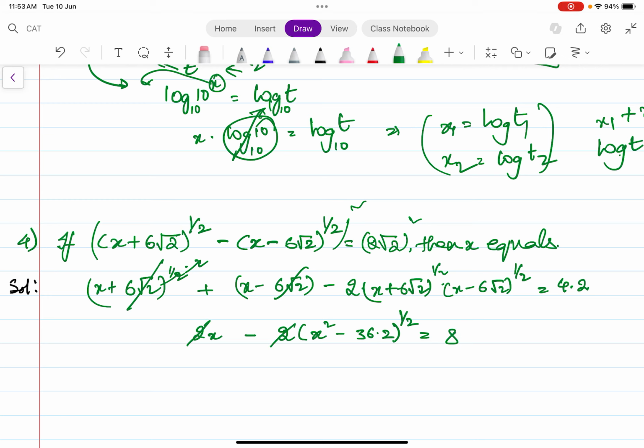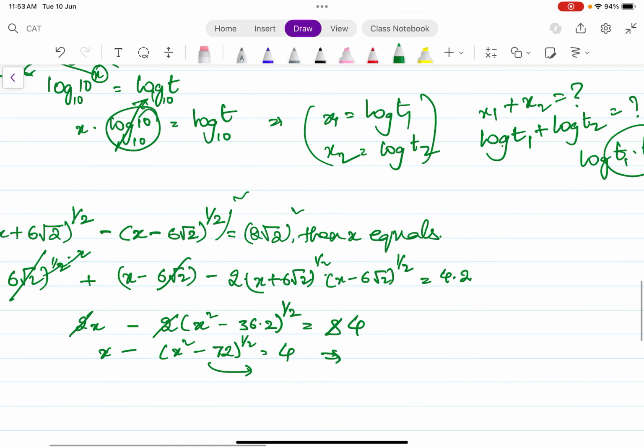Now let me remove 2 on both the sides, it becomes 4. So x minus the square root of x square minus 72, that is to the power 1 by 2, is 4. So let me do the transpose, send it to the right hand side. It becomes x minus 4 is equal to x square minus 72 whole to the power 1 by 2.